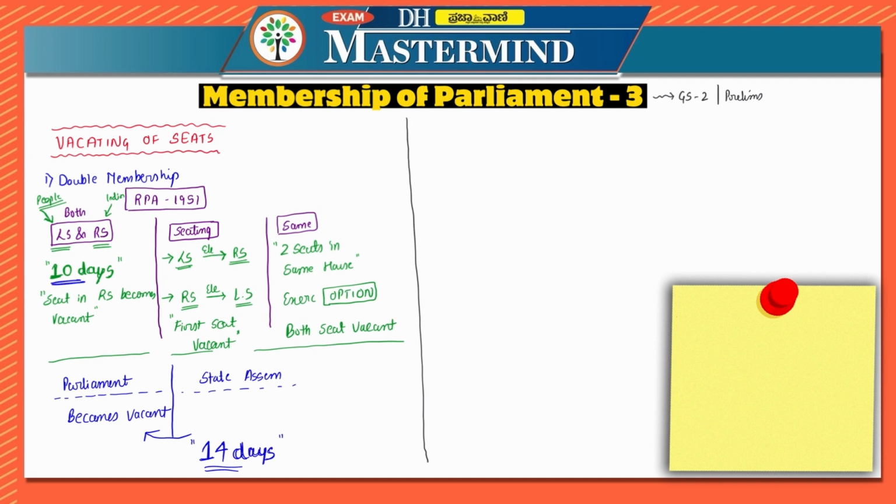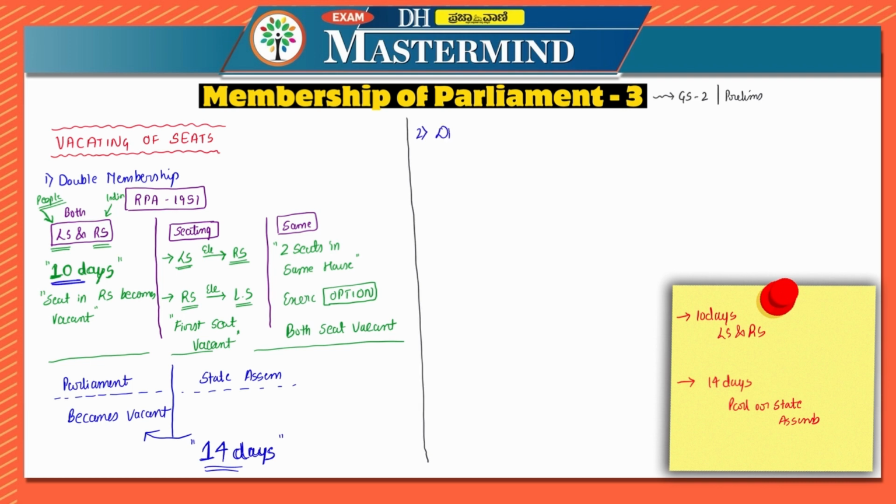So you can mention over here, 10 days if it is Lok Sabha and Rajya Sabha, and 14 days time if it is parliament or state assembly. Both of these points are very, very important. Now the next conditions for vacating of seats are very easy.